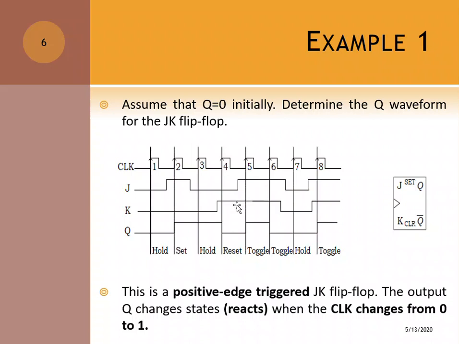Sepatutnya bila 1, 1, dia akan toggle. Maksudnya nilai Q yang kosong tadi sepatutnya berubah menjadi 1, tetapi tidak berubah kerana dia di tengah-tengah clock. Jadi dia akan tunggu sehingga activation of new clock 5. Okay, jadi bila clock 5, 1 tadi akan toggle nilai Q. So nilai Q yang asalnya kosong akan jadi 1. Then proceed up to interval 6 masih lagi.